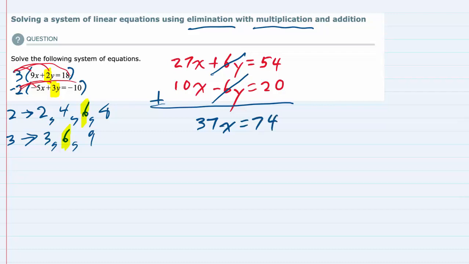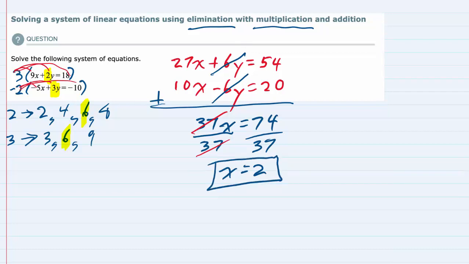74. And now that we've eliminated one of those variables, since we only have the x remaining, it's easy to solve for x. Here I just need to divide both sides by 37, so that on the left-hand side, the 37's cancel. We're left with just the x. And on the right-hand side, 74 divided by 37 is 2. We now have half of our answer, x equals 2.